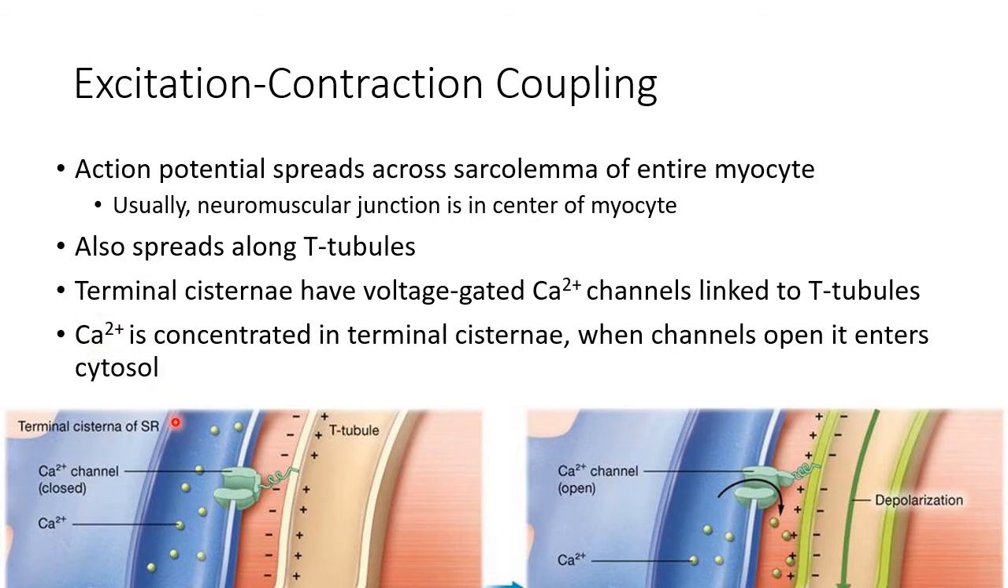It starts whenever you have an action potential generated, then the action potential will spread across the entire sarcolemma and down all of the T-tubules, and then that phase will end when you have the voltage-gated calcium channels in the terminal cisternae opening and calcium leaving the sarcoplasmic reticulum.